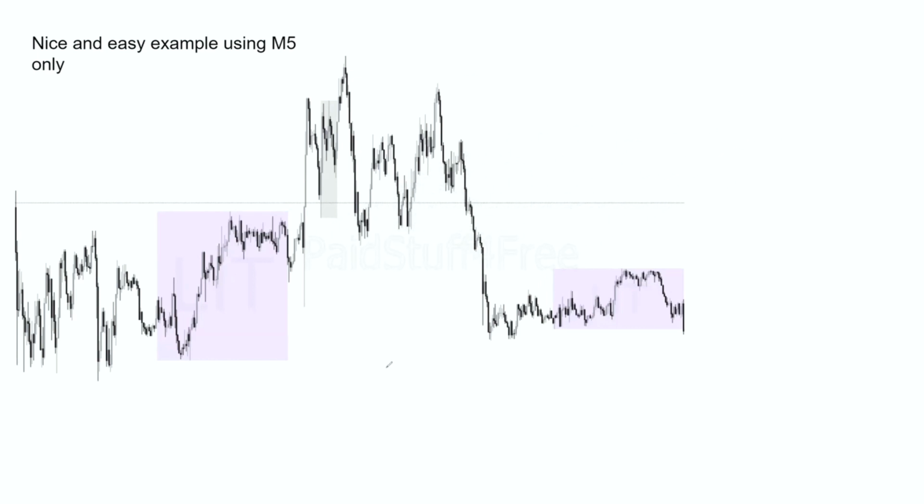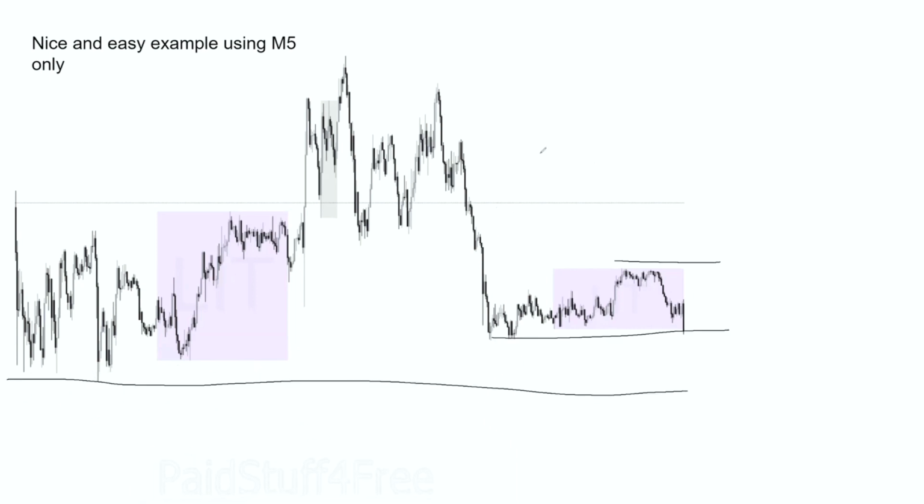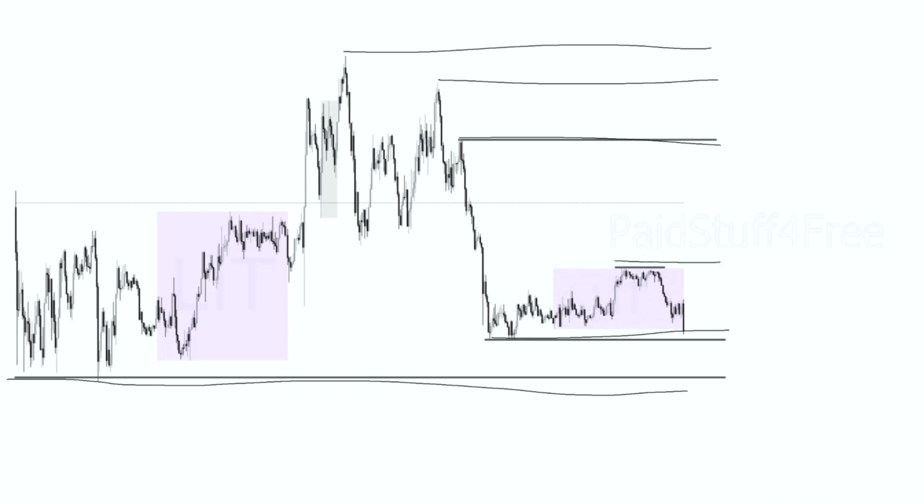So, first off, what do we see? Again, just looking at here, what do we see? Well, obviously we've got some liquidity here, here, here, here, and here, and also here. So we've got our Asia range. Let's break this down a little bit more. There are our liquidity zones.